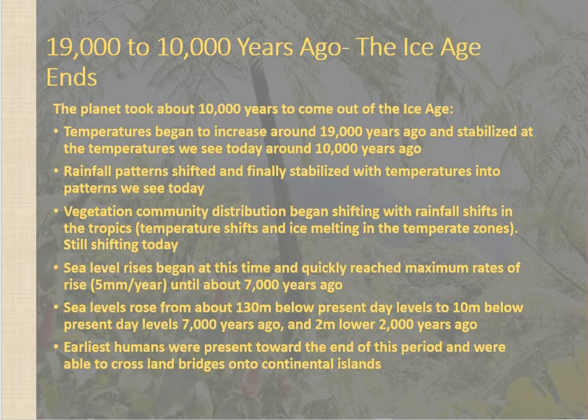The weather was much cooler and drier as a consequence, and so we tended to have savannas, thorn scrubs, and dry forest, where today we would tend to get more moist tropical forest. So it's in that context that the Ice Age ended. Okay, it took about 10,000 years to come out of the Ice Age.